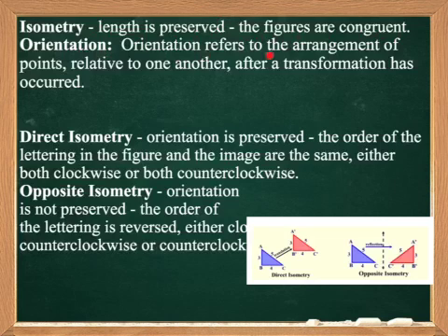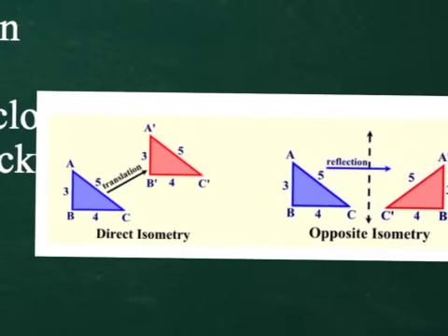Orientation is referring to the arrangement of the points relative to one another after a transformation has occurred. So in other words, we have direct isometries or opposite isometries. Isometries preserve the distance, and direct means that orientation is preserved. So if we look at this example, if we look clockwise, it goes A, C, B, and in the image, clockwise, A prime, C prime, B prime. So orientation was preserved. It's an isometry because the length was preserved. Therefore, it's a direct isometry.